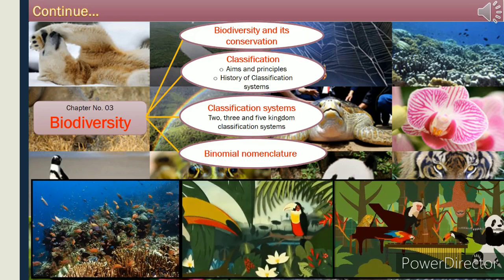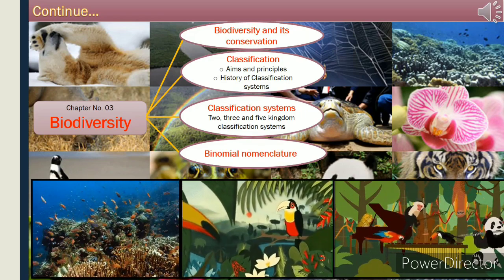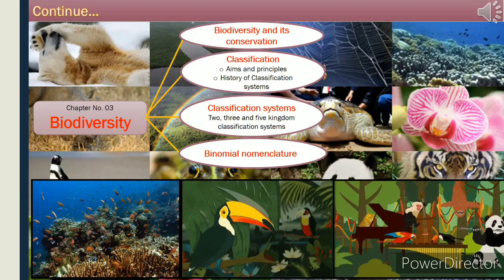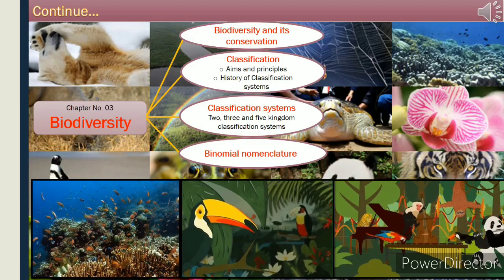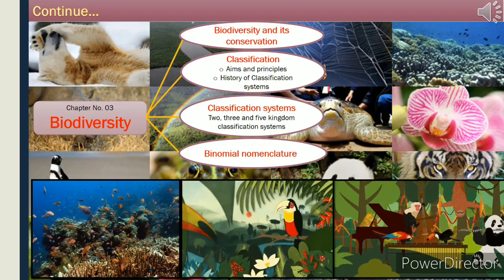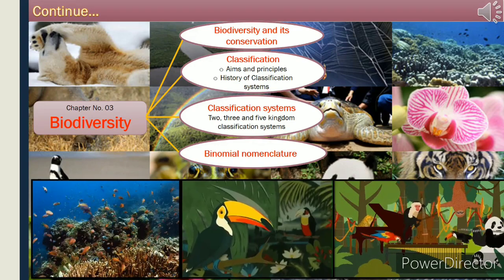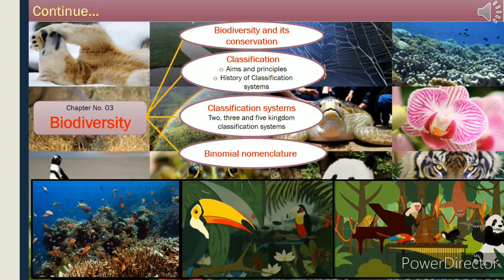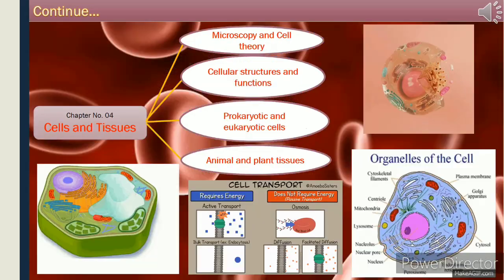Classification includes aims and principles of classification, history of classification system. Classification systems are 2 kingdom classification system, 3 kingdom classification system, and 5 kingdom classification system. Also we will discuss binomial nomenclature.